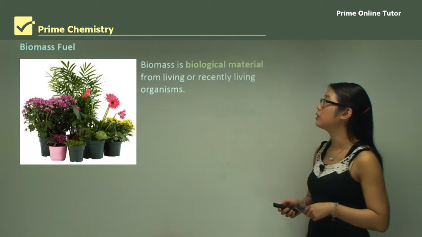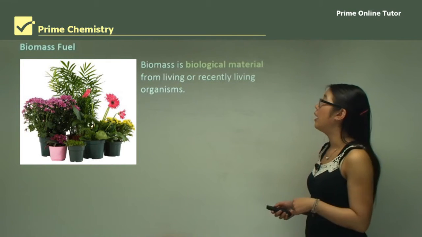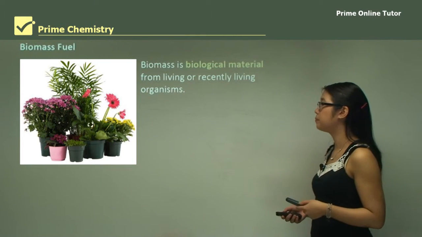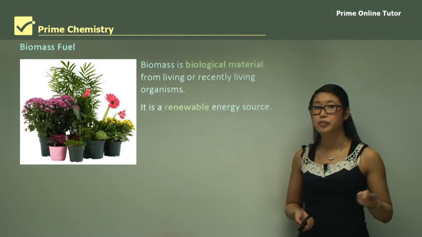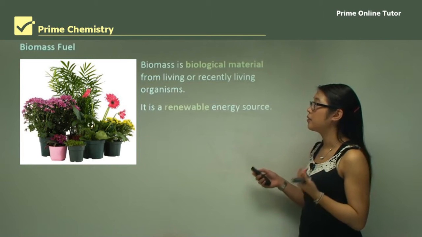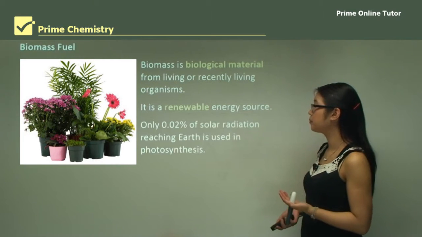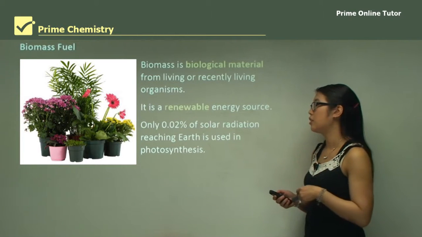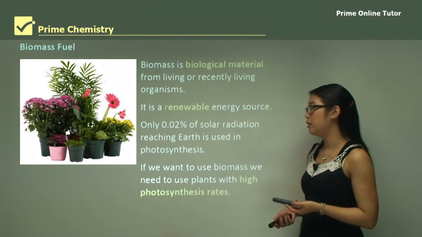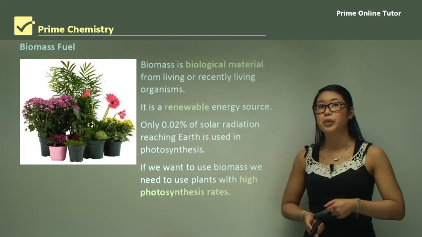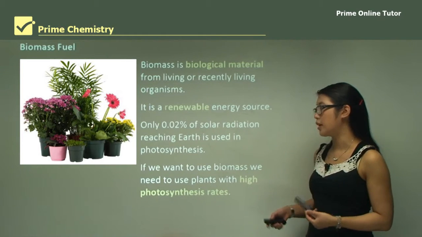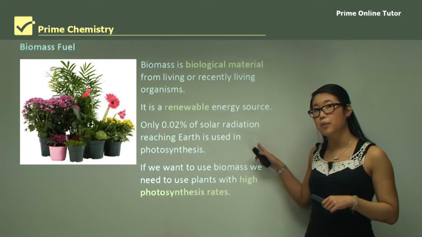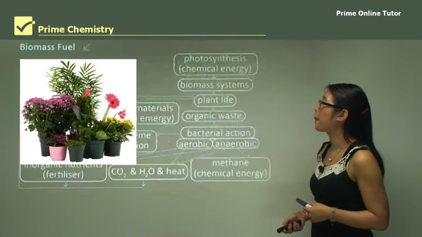But biomass fuel is a specific type of fuel, and it's a biological material from living or recently living organisms. It's a renewable energy resource because biomass things regrow. Only 0.02% of solar radiation reaching the Earth is used in photosynthesis. So if we want to use biomass, we need to make sure that the plants we use have high photosynthesis rates, so they can use more solar radiation and produce more sugars for us.